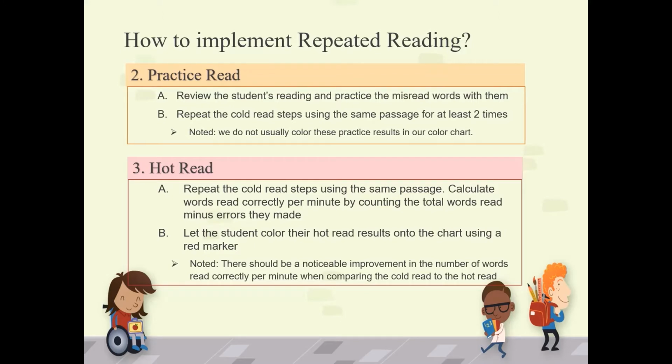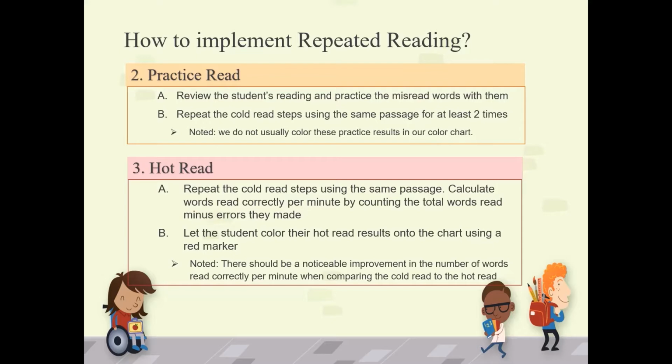The second part of this intervention, we call it the practice read, where we review the student's reading and practice the misread words with them. After that, we will need to repeat the cold read steps and let the student read the same passage for at least 2 times. Each time is still a 1 minute read.